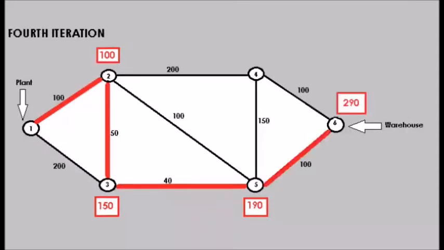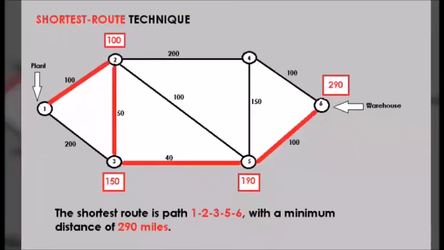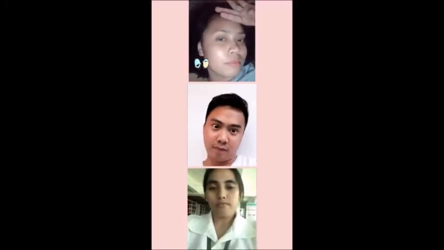So going through our fourth iteration, the next nearest node will be either 4 or node 6 as the last remaining nodes. We can determine that node 6 is 290 miles from the origin. Thus, node 6 has the minimum distance, and because it is the ending node, we are done. So now we have our shortest route, which is path 1, 2, 3, 5 through 6, with a minimum distance of 290 miles.